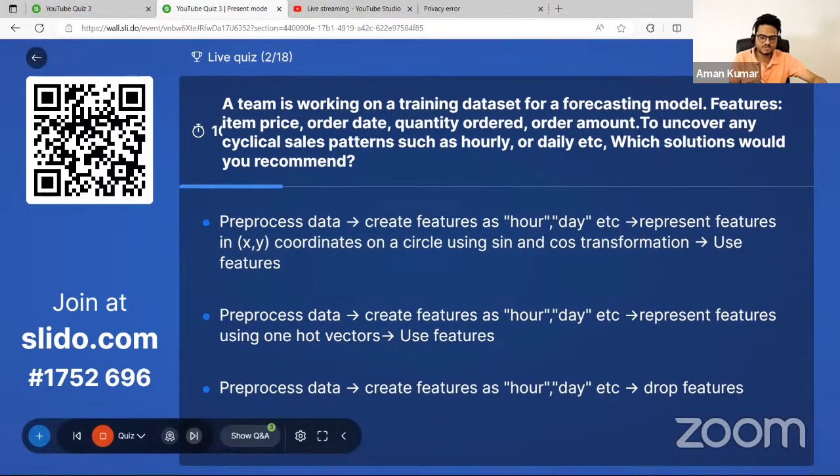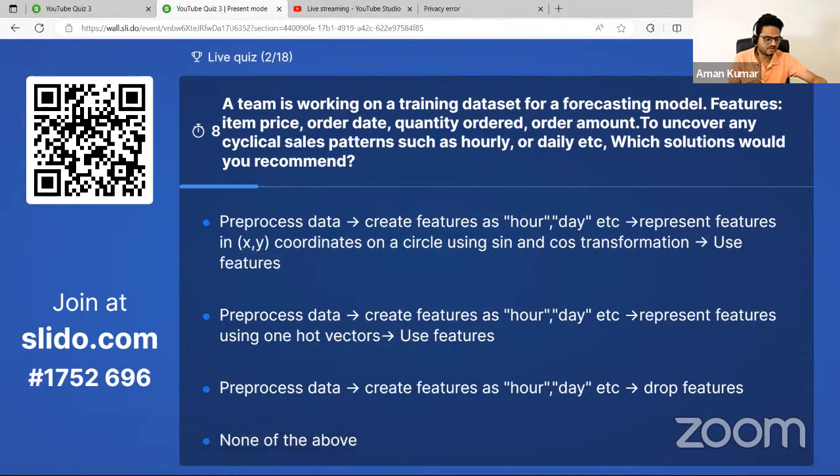Okay, only one person answered. Time is getting over, guys. Answer whatever you think is right. So you have to identify the cyclic pattern. Okay.